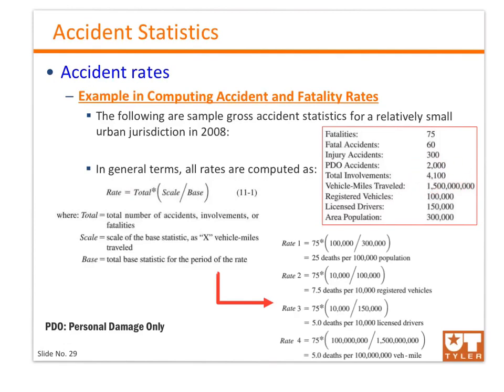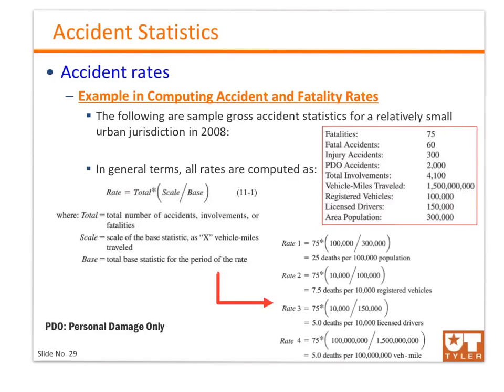The vehicle miles traveled in this city is about 1.5 billion miles. When it comes to registered vehicles, it's 100,000, and when it comes to licensed drivers, we have 150,000 drivers, and the area population for this city is 300,000 people.